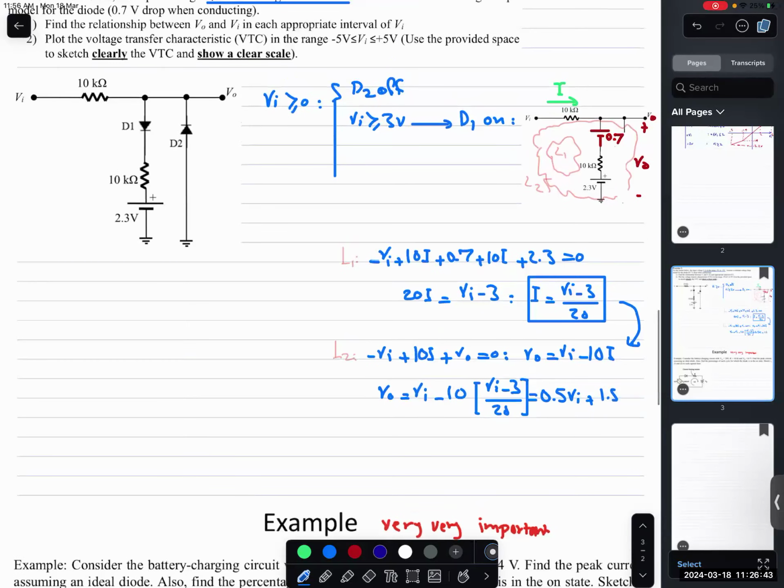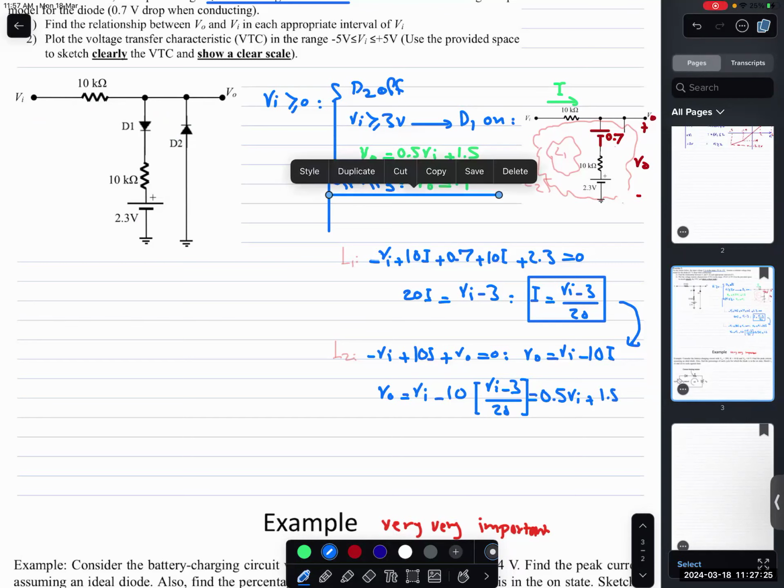Okay, so basically I said D1 is on, and then we found that Vo equals 0.5 Vi plus 1.5. But if the Vi is from 0 to 3, then all diodes are off and Vo equals Vi. So Vo equal to Vi. So far we did the assessment for the positive cycle.